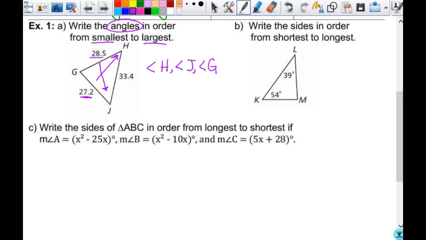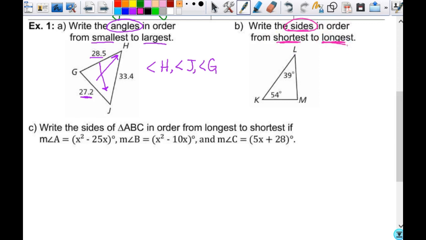Okay, easy enough? Also notice, did I write the measure of angle H, the measure of angle J? No, because it doesn't say write the measures of the angles. It says write the angles. That's how you name an angle. We good? All right. Now on B, we are writing the sides in order from shortest to longest. So me naming angles over here makes no sense, right?